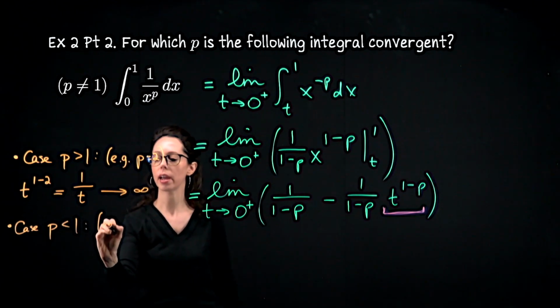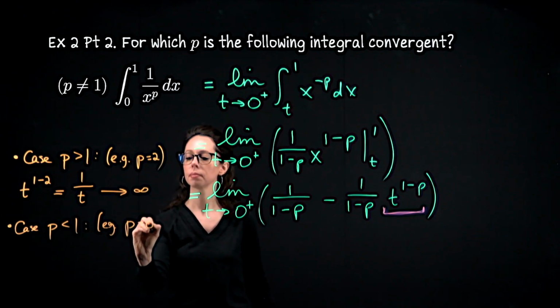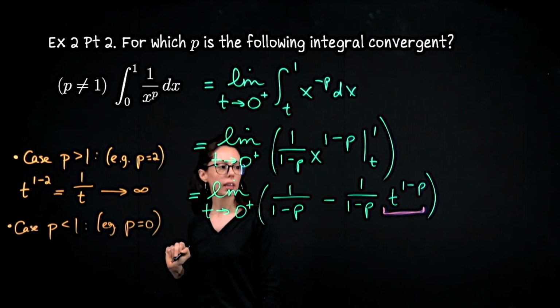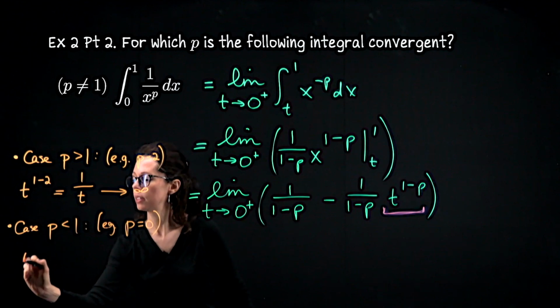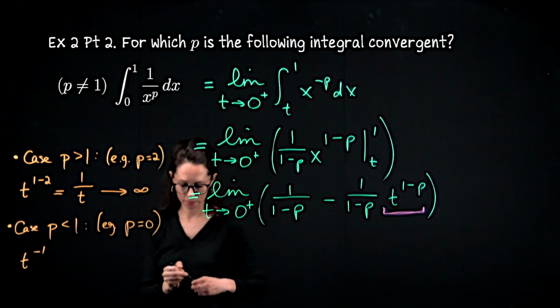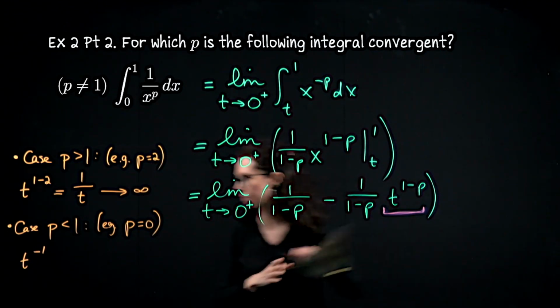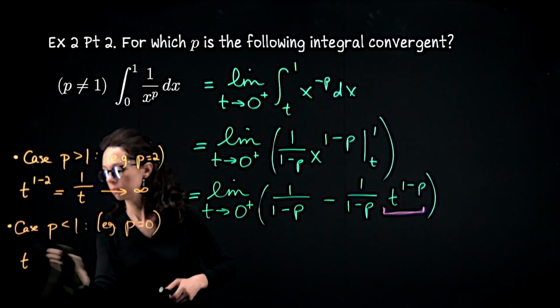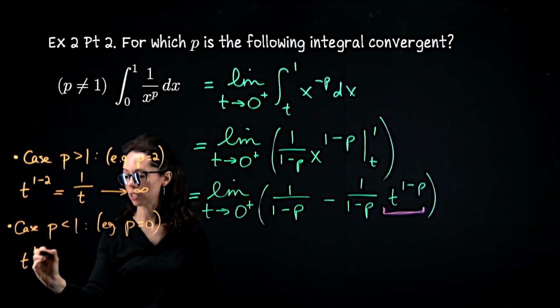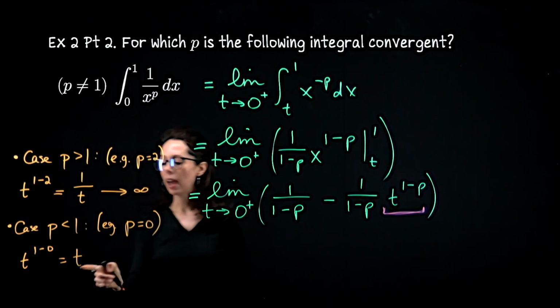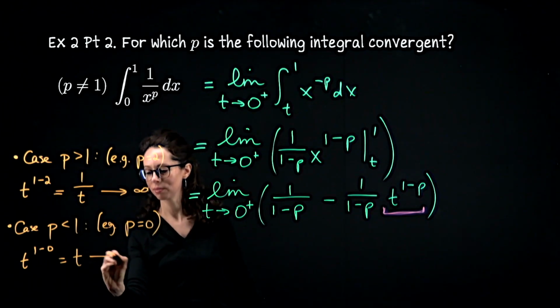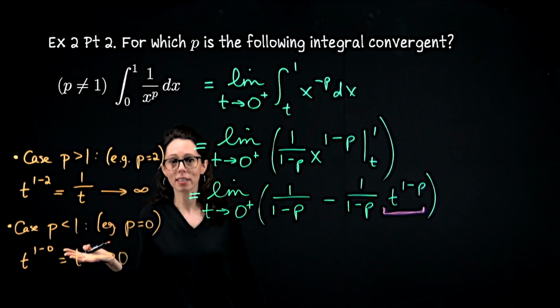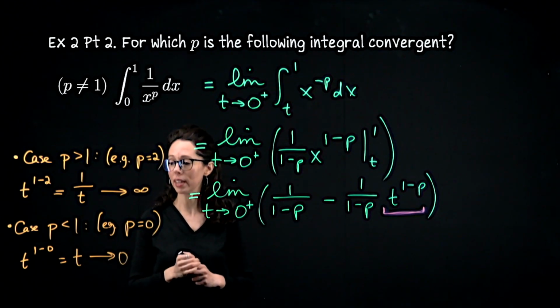On the other hand, let's see what happens if p is less than 1. The easiest number here to try would be 0. If p is 0, we're looking at t to the 1 minus 0. Whoops, I don't know why I wrote negative 1. Let me just fix that. Okay, t to the 1 minus 0, which is just t. As t goes to 0, this goes to 0. So that's convergence. That's going to give us an integral which exists.